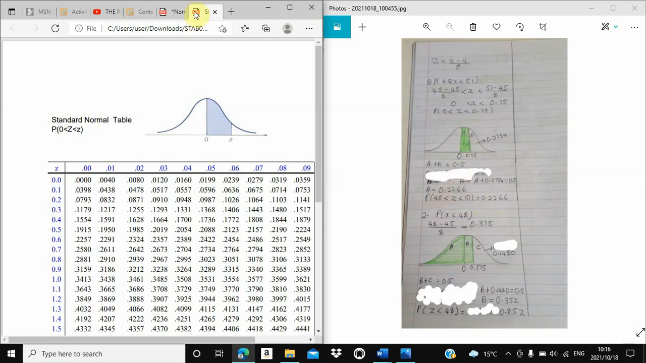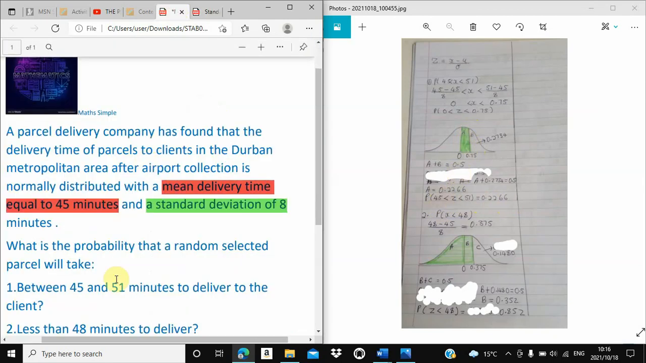The second question says, what is the probability that a randomly selected parcel will take less than 48 minutes to deliver? Less than 48 minutes. Take care of this, it is less than, and not between or greater than, but less than. Here, that's why we said x is less than 48. From there, we standardize it by saying 48 minus 45 divided by 8. Our answer was 0.375.